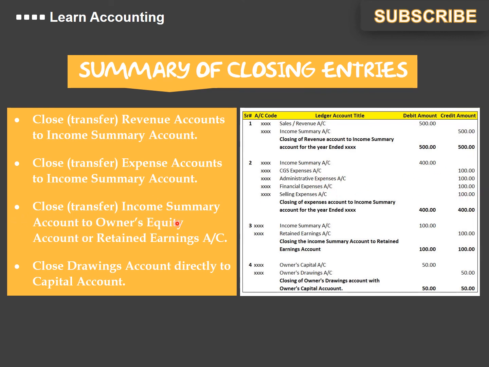So closing the income summary account, as I told you earlier, we need to use the retained earning account. So income summary account will debit and retained earning account will credit if we have a profit. Suppose we have a loss, so income summary account will credit and retained earning account will debit. So the retained earning account will be in minus when we show this balance in the balance sheet. Next, closing the drawings account directly to capital account. The entry we passed: owner's capital account debit and owner's drawings account credit.